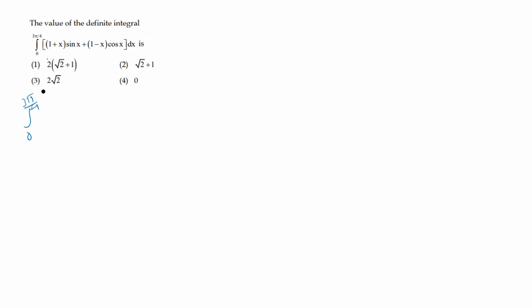Integral 0 to 3 pi by 4, 1 into sin x, that is sin x. So 1 into cos x, that is cos x. These two terms are taken as one value. Next, integral 0 to 3 pi by 4. In the next two terms, x is common: x sin x minus x cos x. Take x common, remaining sin x minus cos x into dx.